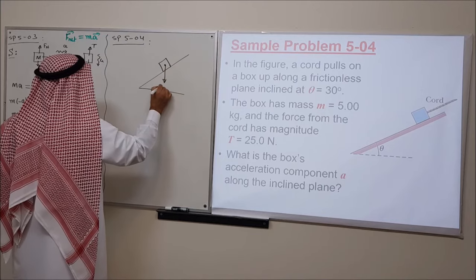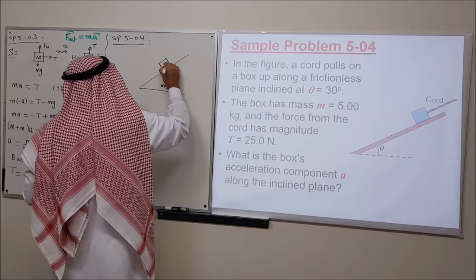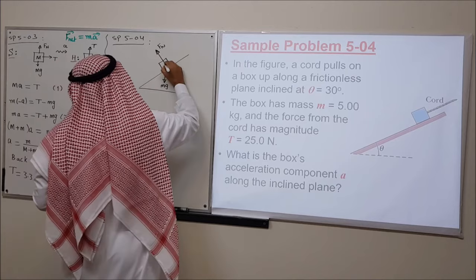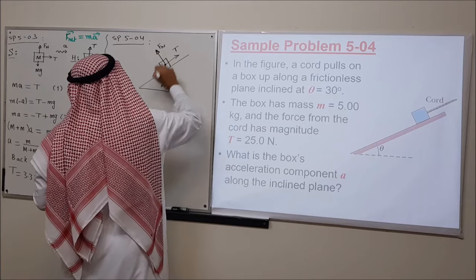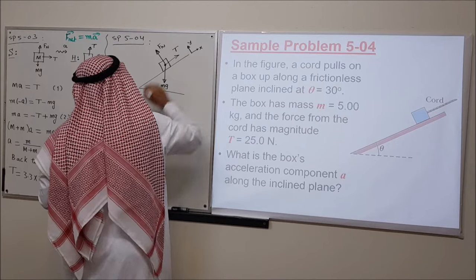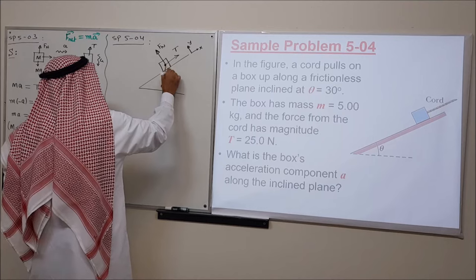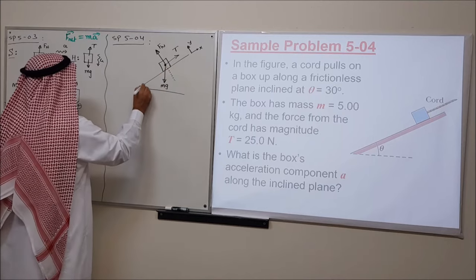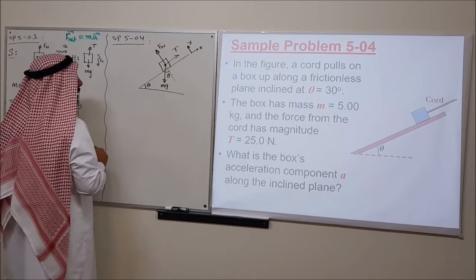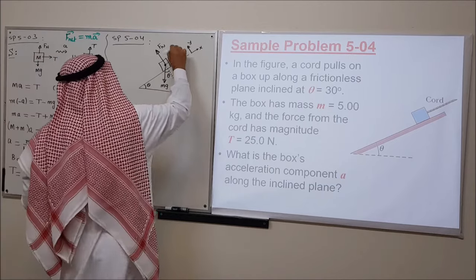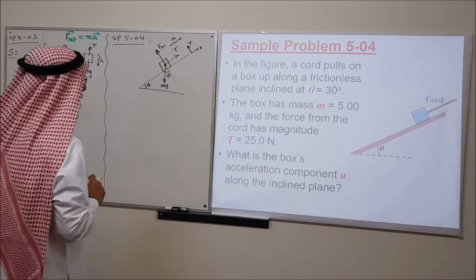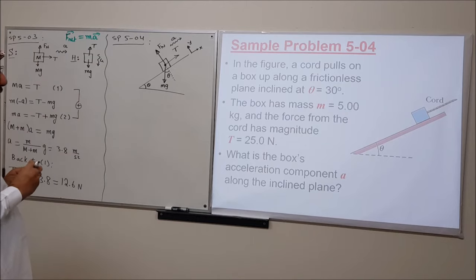This is the gravitational force, and this is the normal force perpendicular to the surface. Here we have the tension, that is our x direction, and that is the y direction. Okay, and we have seen that if this angle is theta, then this angle is also equal to theta, and the object is accelerating up along the inclined plane. We want to find that acceleration.